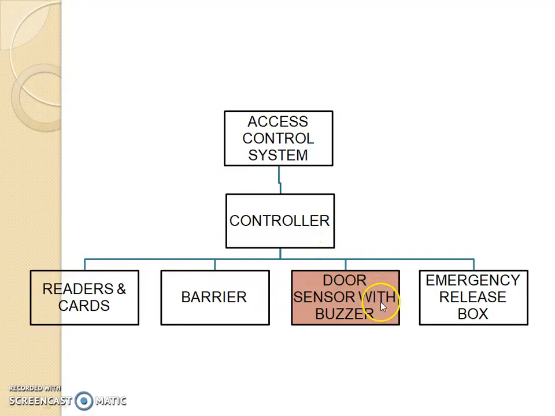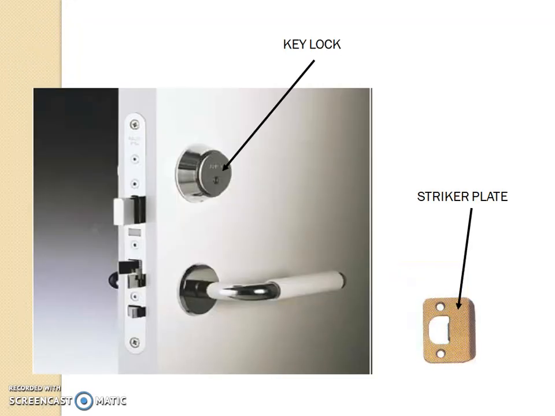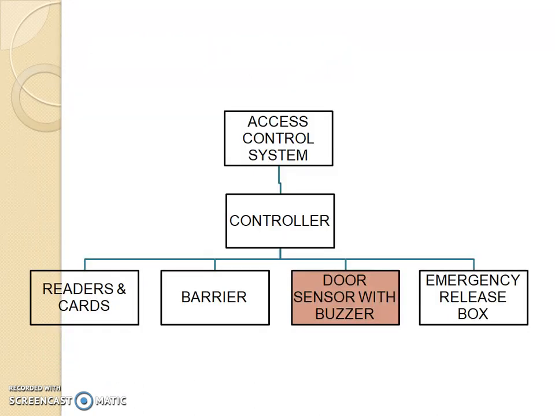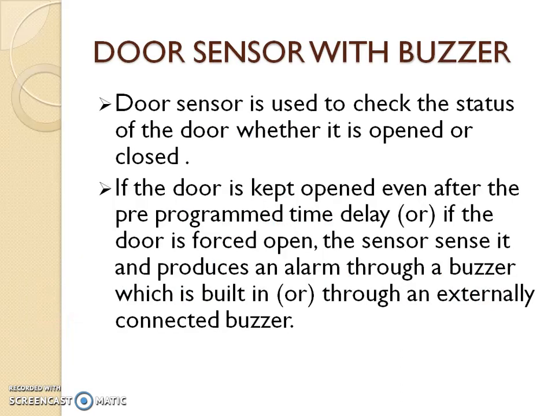The next is door sensor with buzzer. As I told, this door sensor and buzzer has to be installed in places where you are having a motor lock, because this particular sensor is going to help you in identifying the open condition of the door. In other words, a door sensor is a typical device which is used to alert the position of the door, whether it is open or closed.